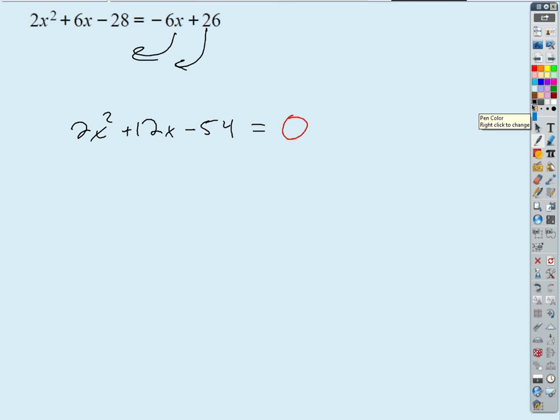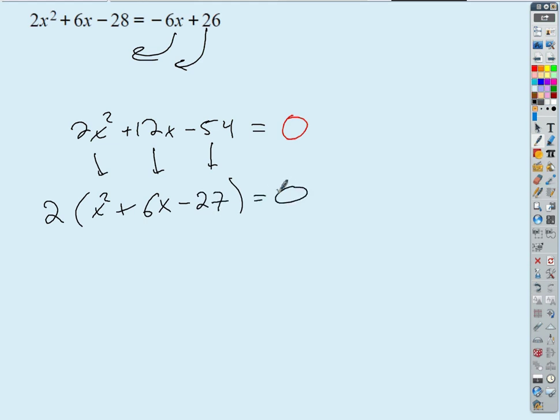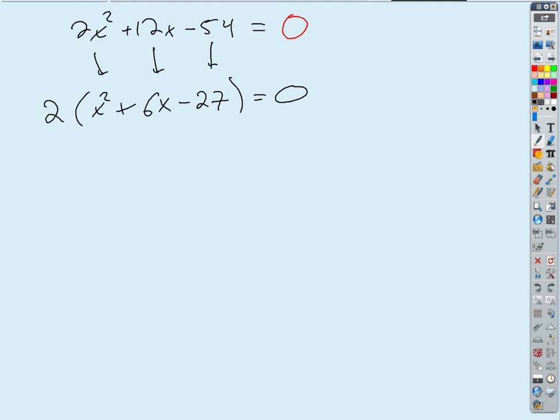Greatest common factor. What can I undistribute? 2. I could take a 2 out. What's left behind if I undistribute a 2? x squared plus 6x minus 27. Okay, and then can I break that apart? Yes, I can. Those are x's. What magic numbers multiply to negative 27 and add to 6? 9 and negative 3. Good.